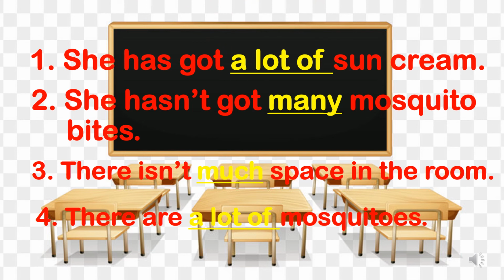Now check your answers. Number 1, she has got a lot of sunscreen. Number 2, she hasn't got many mosquito bites. Number 3, there isn't much space in the room. Number 4, there are a lot of mosquitoes.